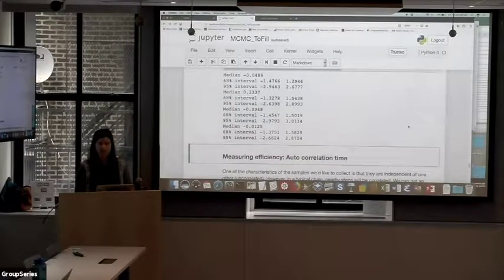Okay, I guess we are out of time. Do you want to see the autocorrelation time and how to break? It's up to you. I'm happy to stay a little longer, but at the same time, I don't want to take too much of your time.